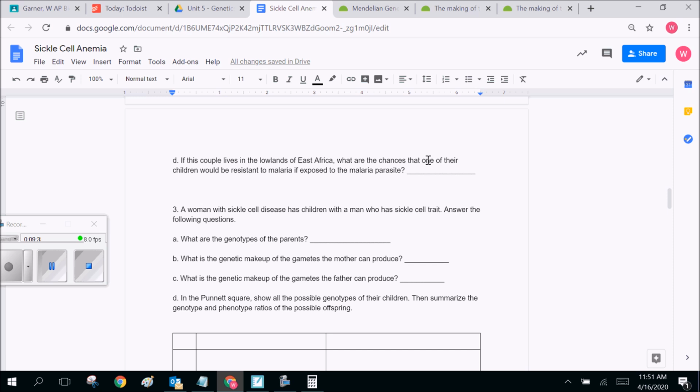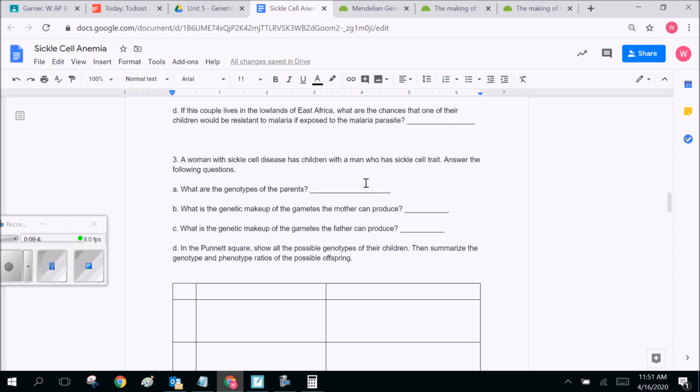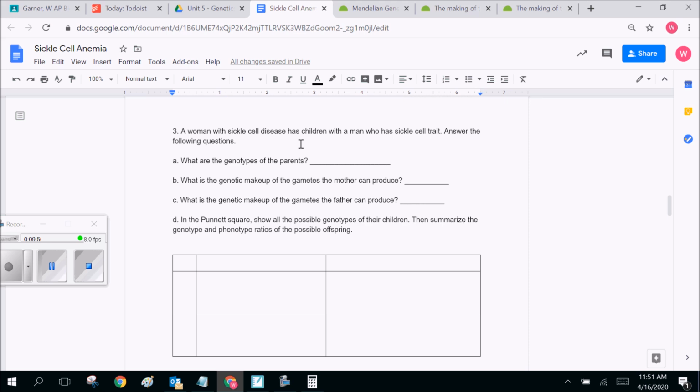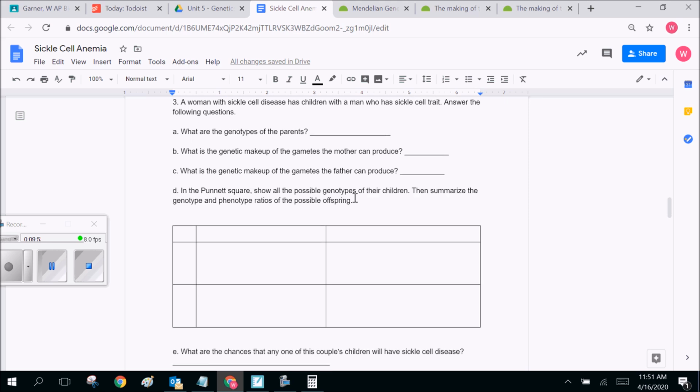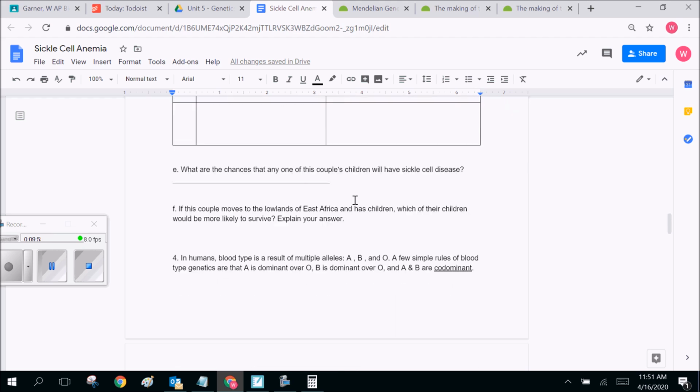Okay, and then what would the chances be that one of the children are resistant to malaria? Well, just remember that having the trait makes you resistant to malaria. And so that would be a good answer. Of course, having the disease also makes you resistant to malaria, but you're more likely to die. Okay, let's keep going because I think you can solve this using what we've talked about.